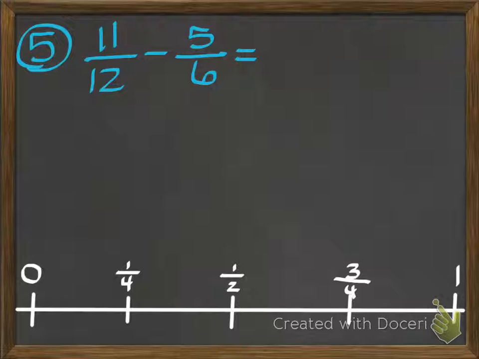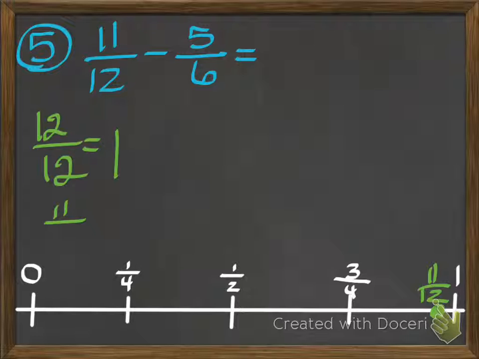11/12 minus 5/6. Where would you put 11/12 on the number line? Between 0 and 1. Where would it go? Okay, if you said that 11/12 is very close to 12/12 and 12/12 equals 1, then you know that 11/12 is very close to 1. So I'm going to go ahead and say that 11/12 is about equal to 1.